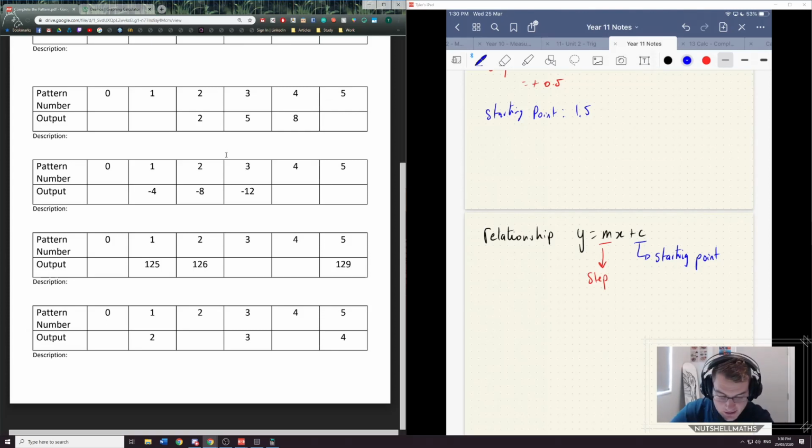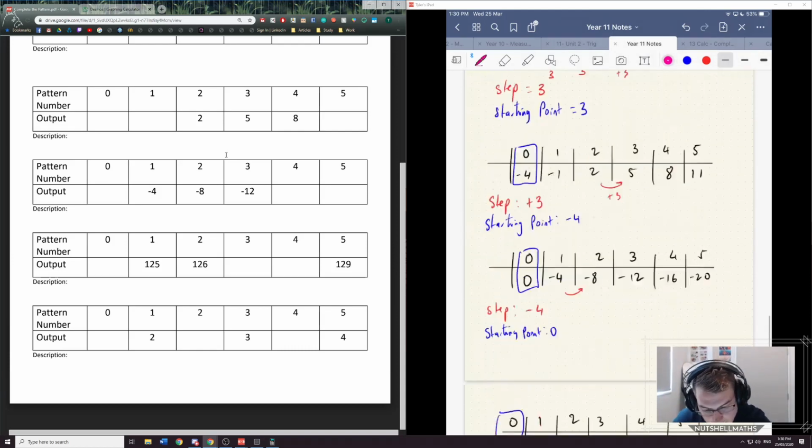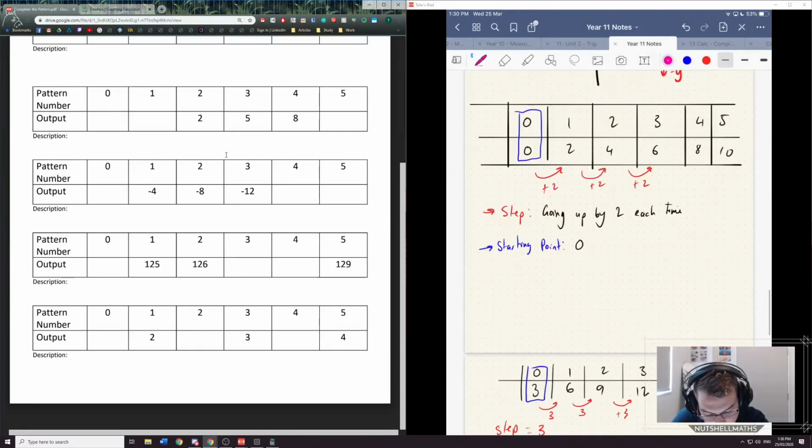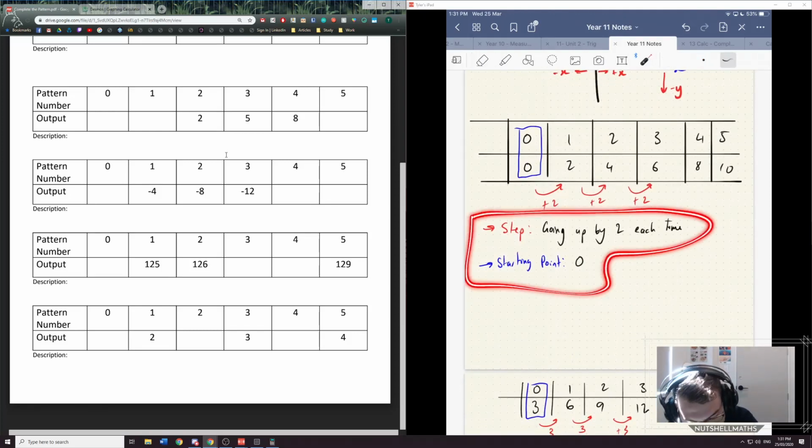Right. So C represents our starting point, whilst M represents our step. Which means we could go back through all of these. Let's choose a pretty color. We could go back through all of these and describe this. See how we wrote 2 sentences or 2 things to describe what's going on here?